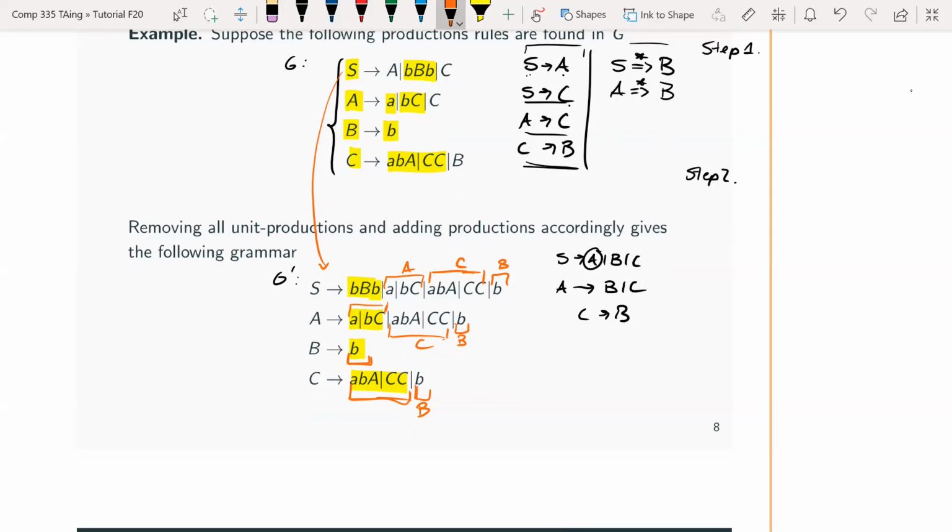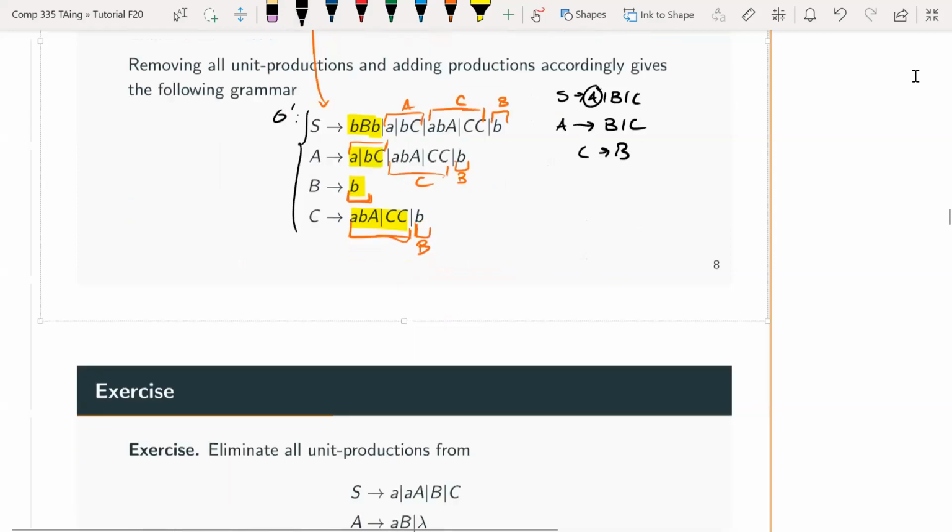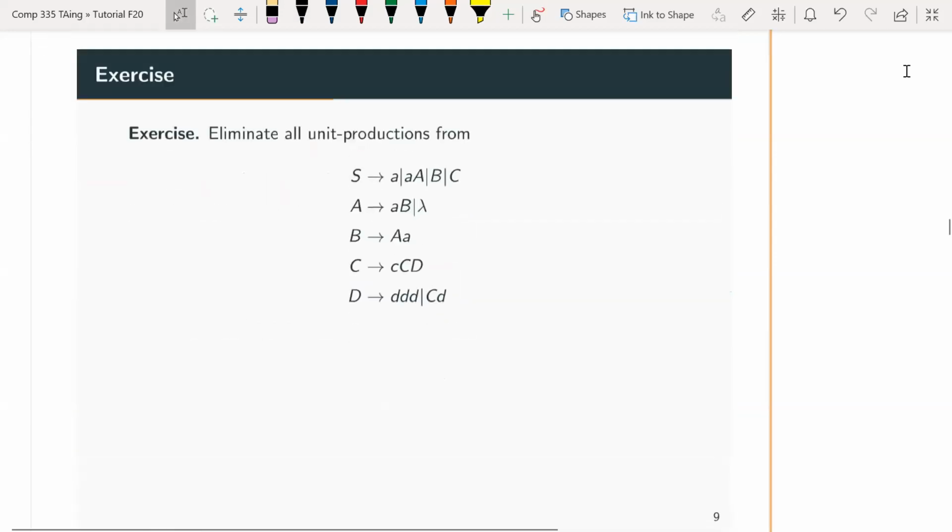Okay, and now I've essentially created an equivalent grammar G prime, where I've gotten rid of all my unit productions, because clearly you can see there are no pairs of variables, like A gives you B, right? So that's when you know that you've successfully finished the procedure. Okay, so just to make sure that everyone's still with me, let's do a quick exercise. Again, I'll give you maybe a minute to try it, and we'll look at the solution together.